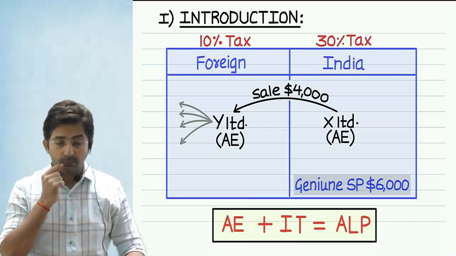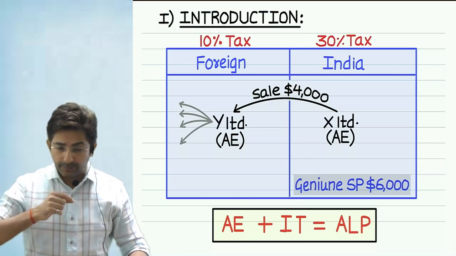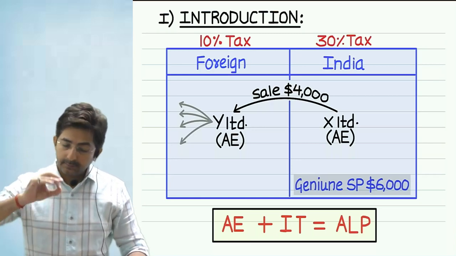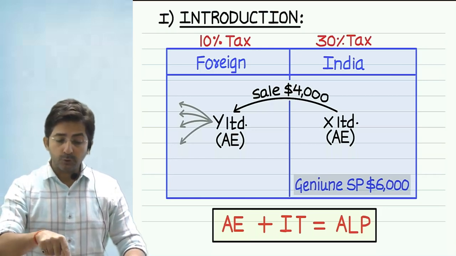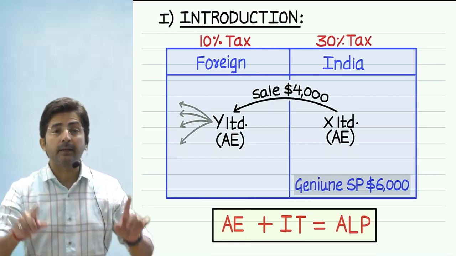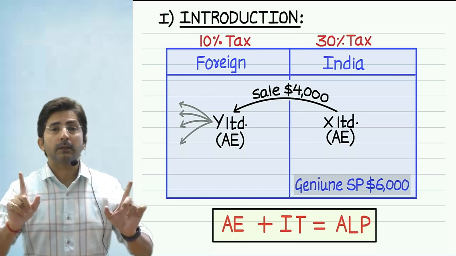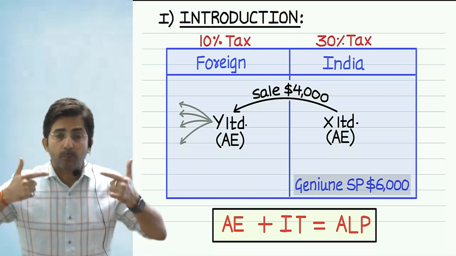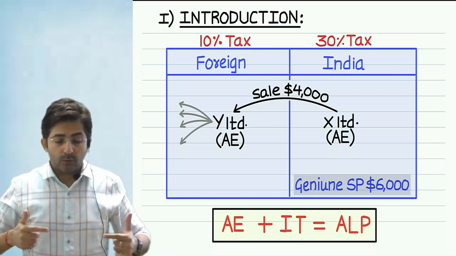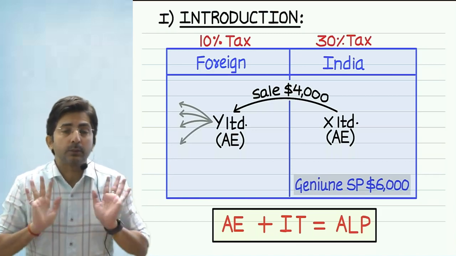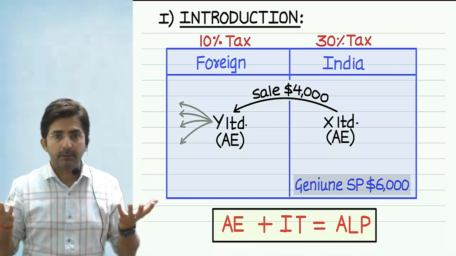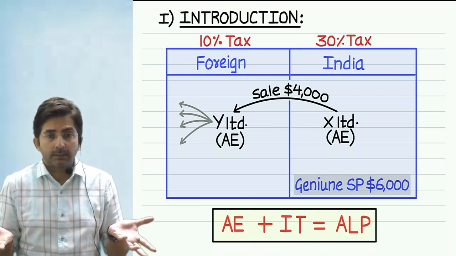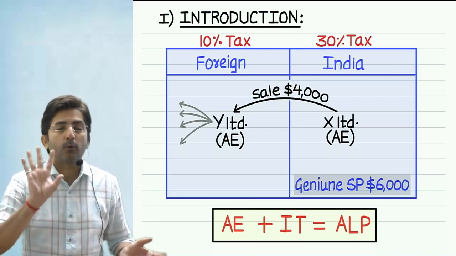Just learn these words by heart, because in the paper, whenever you are writing about methods, this language should appear. What language? ALP should be computed as per the most appropriate method. Say, what did I say? Most appropriate method. And what is most appropriate, that the assessee has to decide. And for that there are 5 choices. Out of the 5 methods, the assessee has to select the most appropriate method.